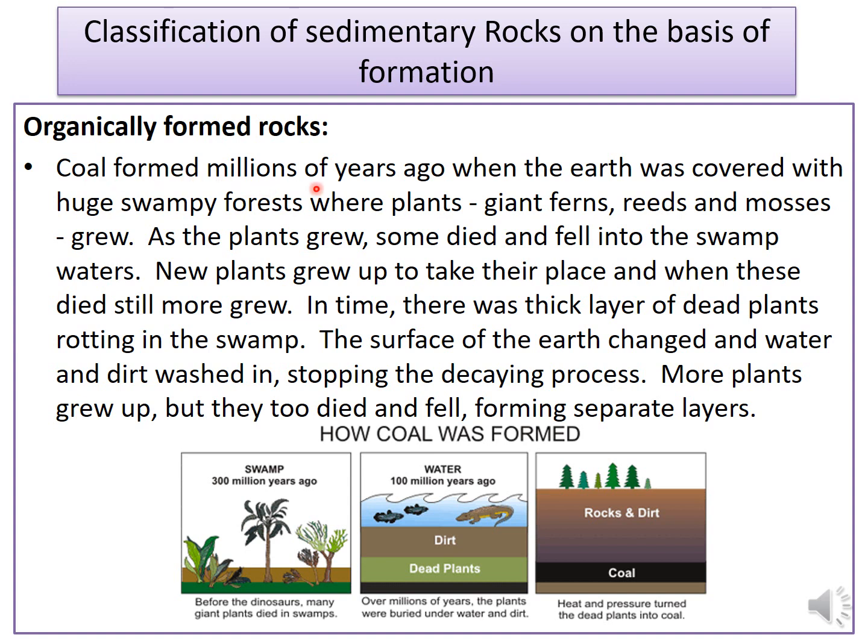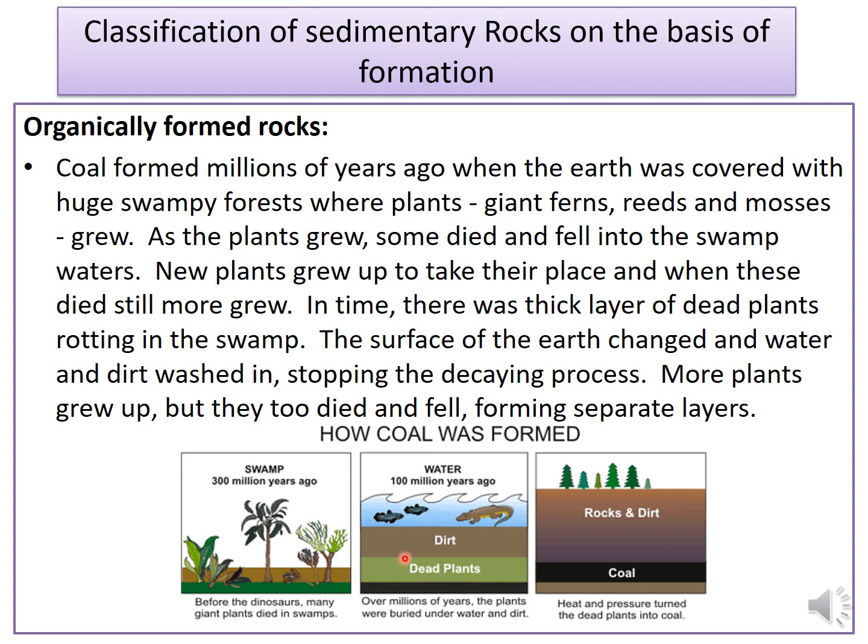Coal formed millions of years ago when the earth was covered with huge swampy forests where plants like giant ferns, reeds, and mosses grew, as you can see in this picture. As the plants grew, some died and fell into the swamp waters. New plants grew up to take their place, and when these died, still more grew. In time, there was a thick layer of dead plants rotting in the swamp.